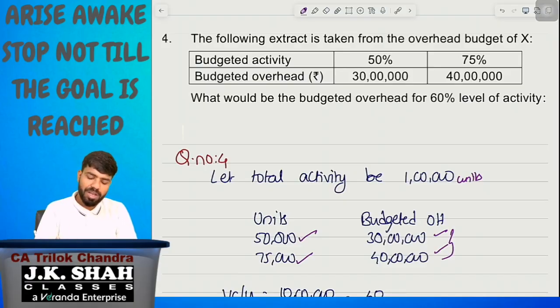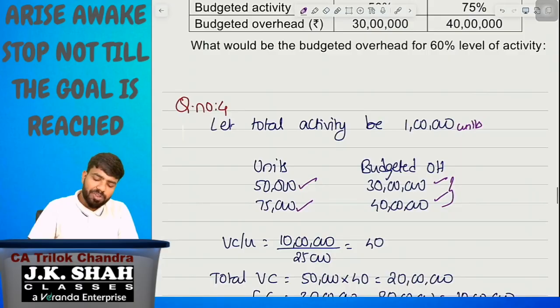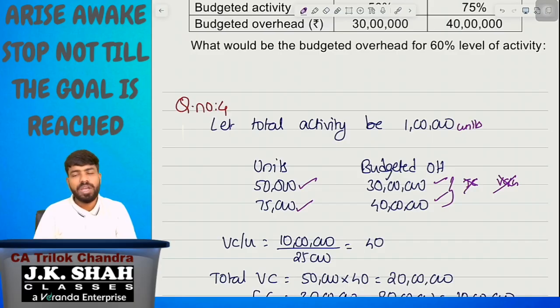And to check if it is a variable cost, 30 lakh divided by 50,000, you will get 60 rupees. Whereas 40 lakh divided by 75,000 is not the same. It is also not a variable cost because the total cost is not the same and the variable cost per unit is also not the same. So it's a semi-variable cost. We all know how to classify the semi-variable cost into variable cost and fixed cost.